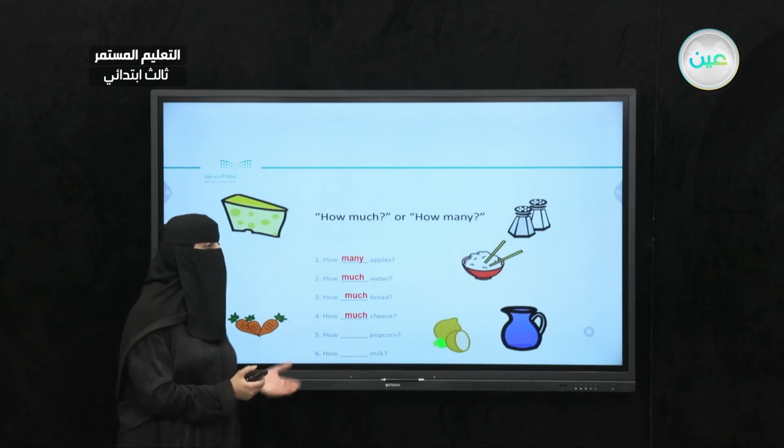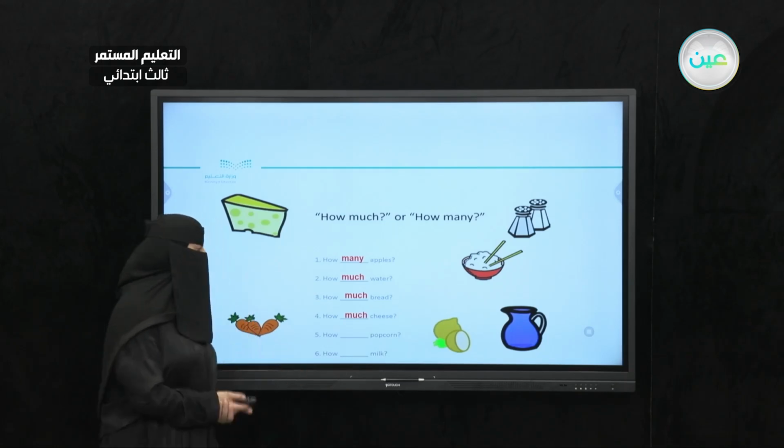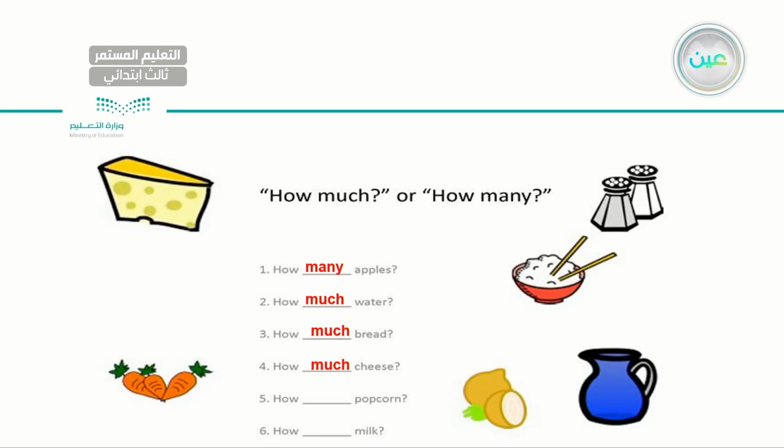I have popcorn. Popcorn. What do you think? How much or how many? Very good. Popcorn is uncountable. That's why we will use much. How much popcorn do we eat? For the last one, I have milk. It's a liquid.